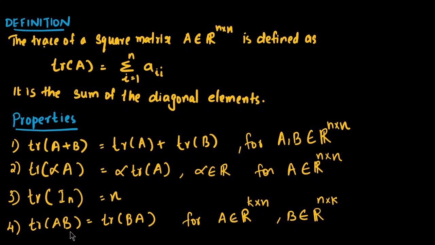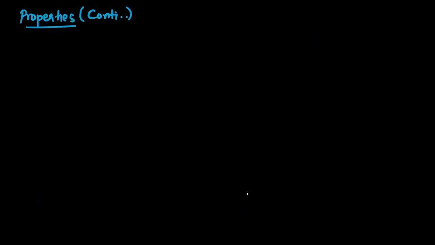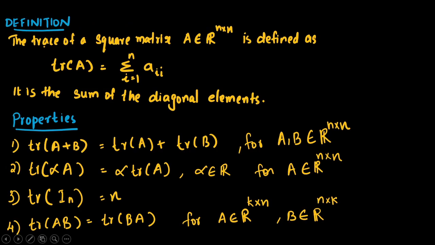Then trace of AB is equal to trace of BA for A belonging to R^(k by n) and B belonging to R^(n by k). Since multiplication is involved, the dimensions should match to do the multiplication. When this dimension condition is satisfied, then only can we do the multiplication. So it should be like this. Then only both AB and BA are possible, and the trace of this product is equal to the trace of that product.